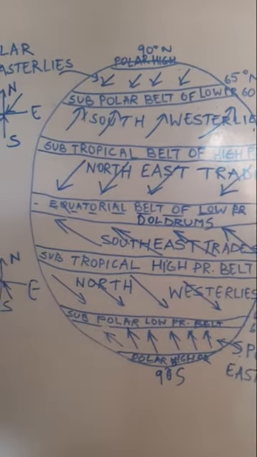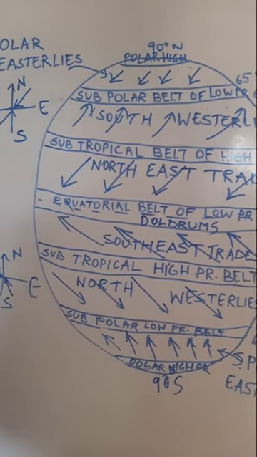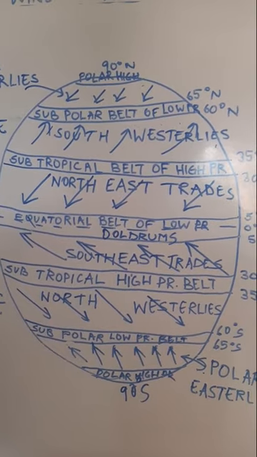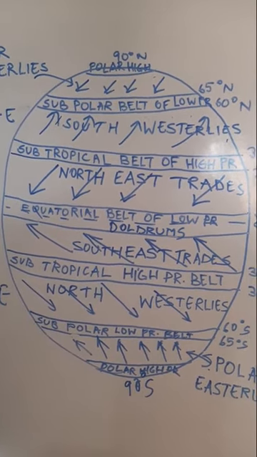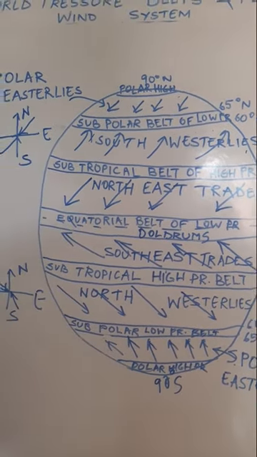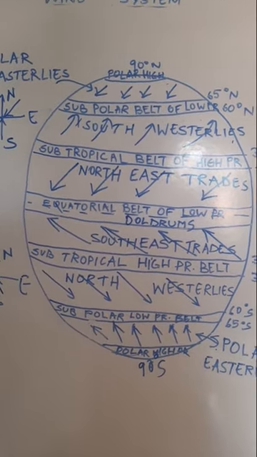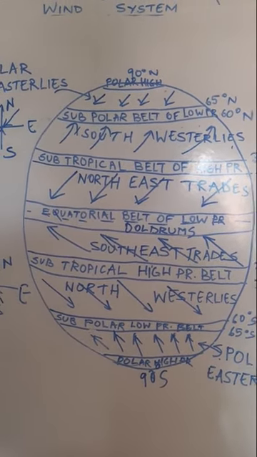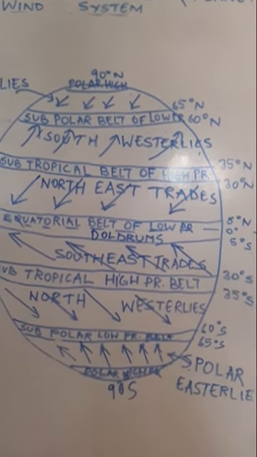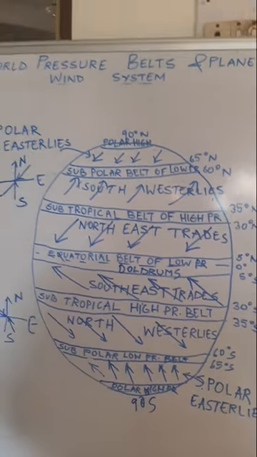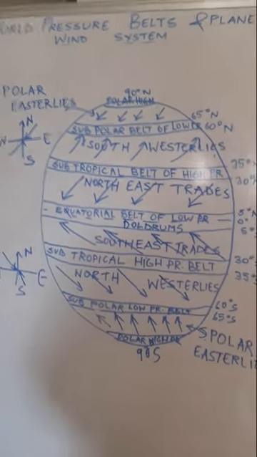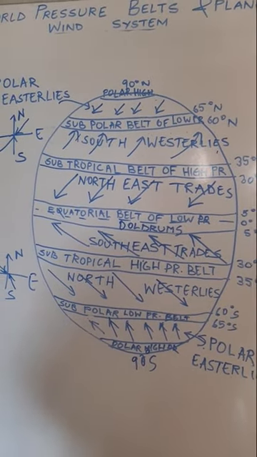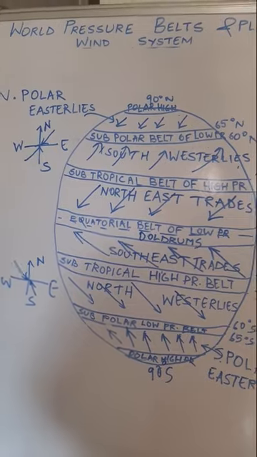So the winds are very strong, and they are known by different names. Like at 40 degrees south, they are known as roaring 40s. At 50 degrees south, they are known as furious 50s. And at 60 degrees south, they are known as screaming 60s. The winds are very, very violent in the southern hemisphere. So in this way, children, the world pressure and the planetary belts are very important, and they play a very important role in affecting the climate of the entire world.